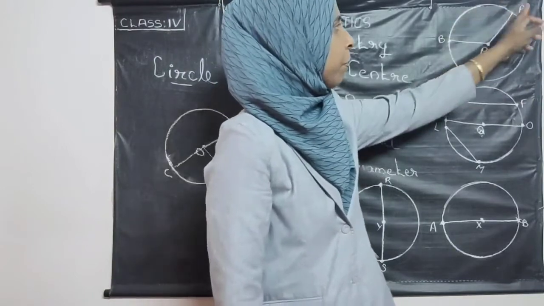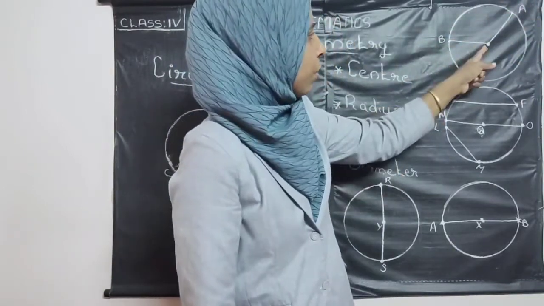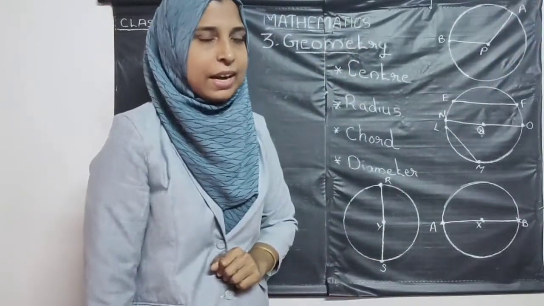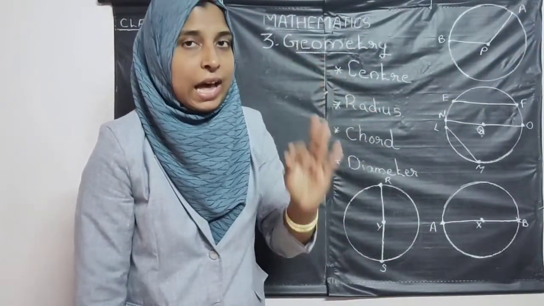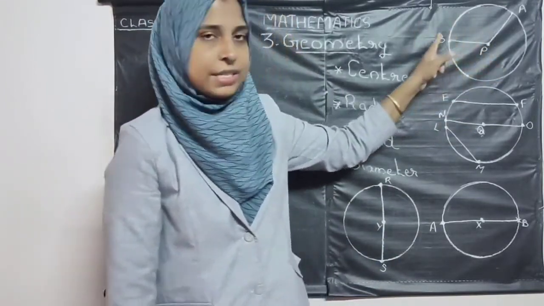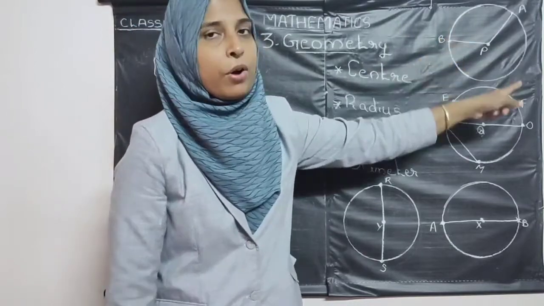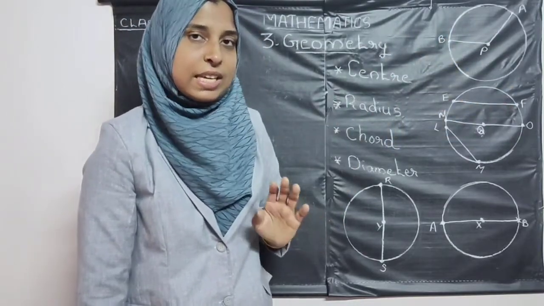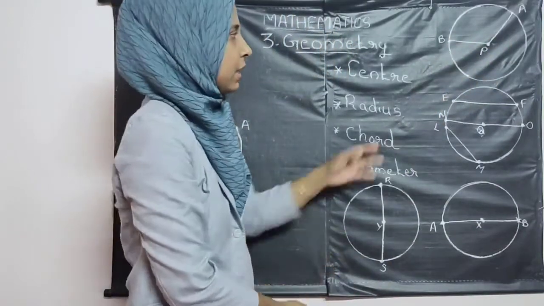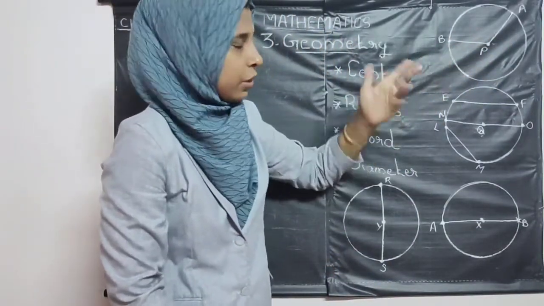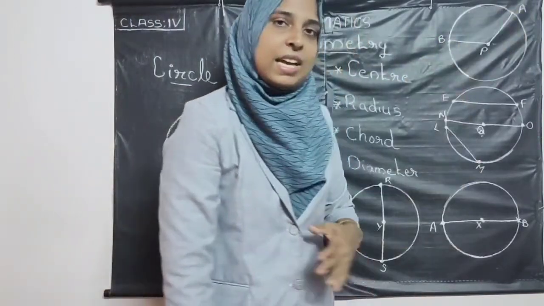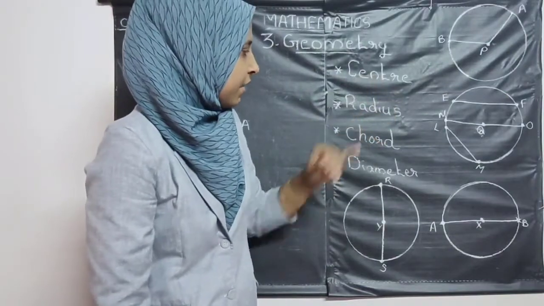Here I have taken 2 points, A and B. So PB is a radius. PA is a radius. Got it, children? So radius is a line segment from the center of the circle to any point on the circle. Here PB or BP, we can name it like that, no problem. So here PB is a radius, PA is a radius. Got it? Yes, that is a radius.